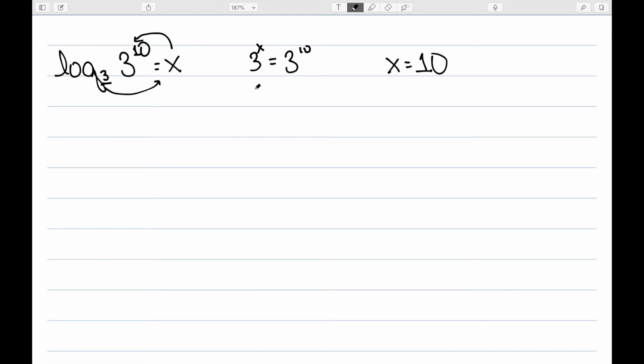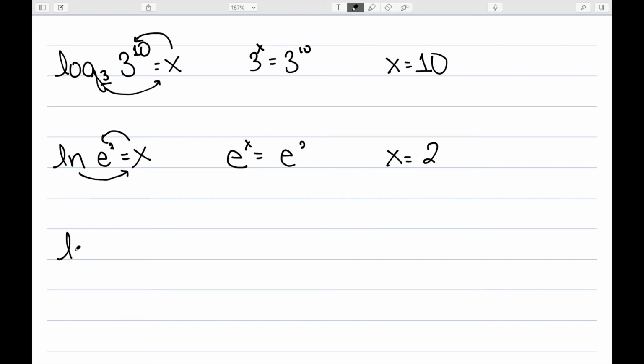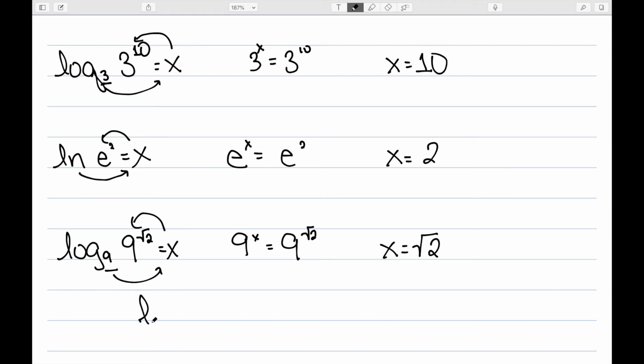For my third property, I'm going to look at log base 3 of 3 to the 10th. We have our base is 3 raised to the x power is equal to 3 to the 10th. So in this case, x is equal to 10. If we have ln of e squared, the fact that I have an ln tells me my base is e raised to the x power is equal to e squared. So x is 2. If we look at log base 9 of 9 to the square root of 2 power, my base is 9 raised to the x power is equal to 9 to the square root of 2 power. x is equal to the square root of 2. In general, log base b of b to the x is equal to x. If the base of my logarithm and the base of the exponent match, I'm just left with the actual exponent.